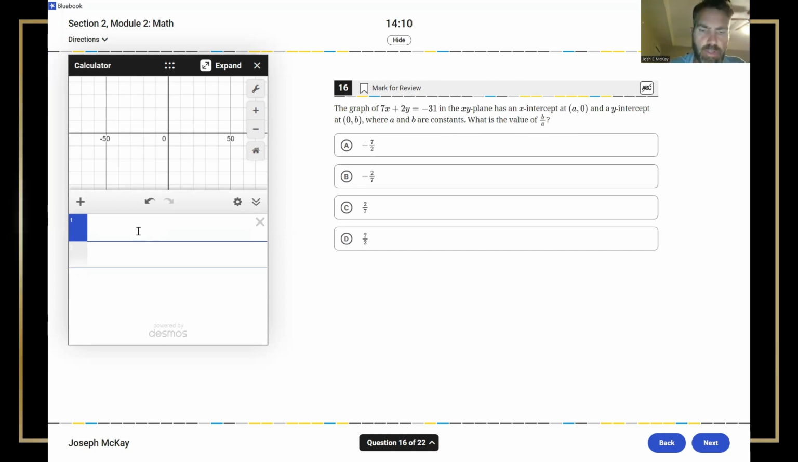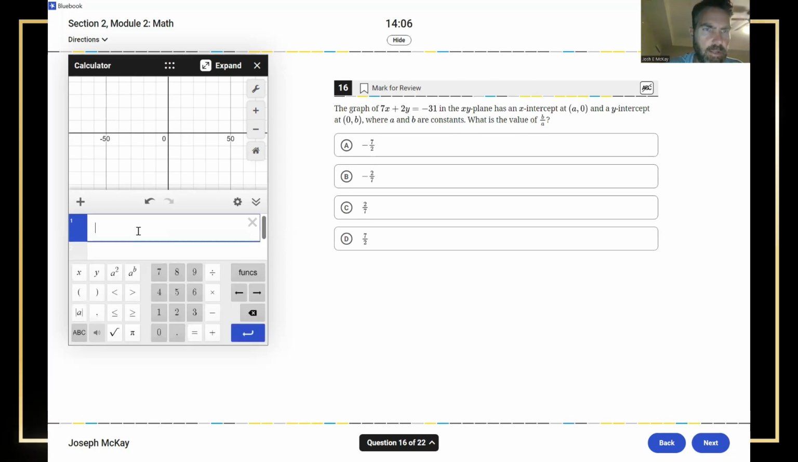Again, I'm thinking we just graph. Anytime we get these graphs, let's use the calculator. So I'm going to go ahead and type in 7x plus 2y equals minus 31. It's asking me for the intercepts, x and y intercepts. So the x intercept is minus 4.429 and the y intercept is minus 15.5.